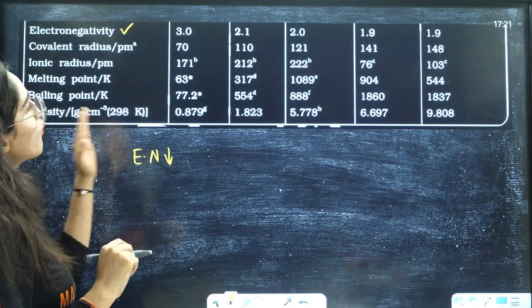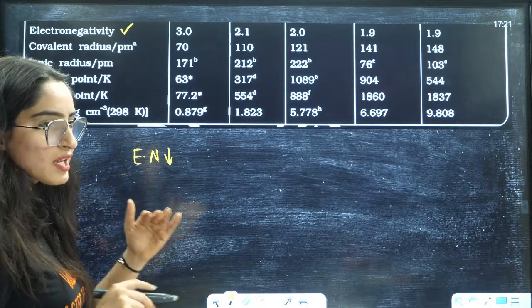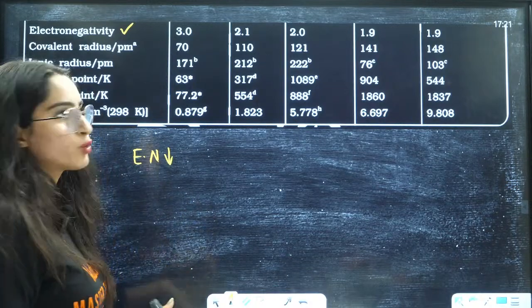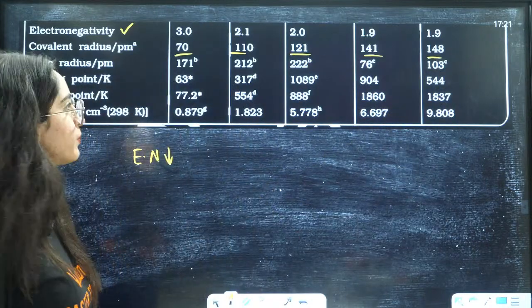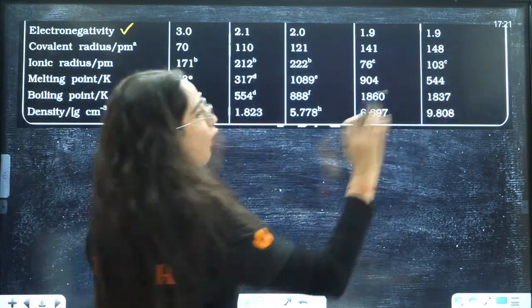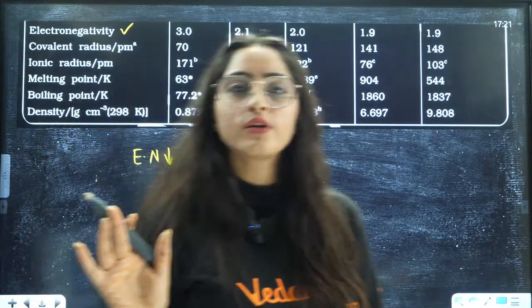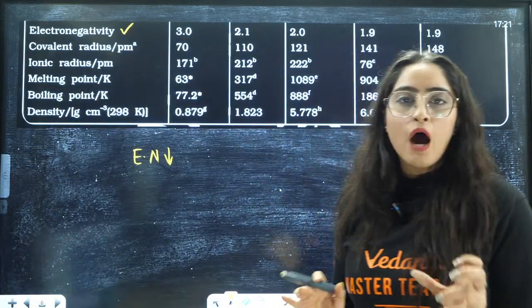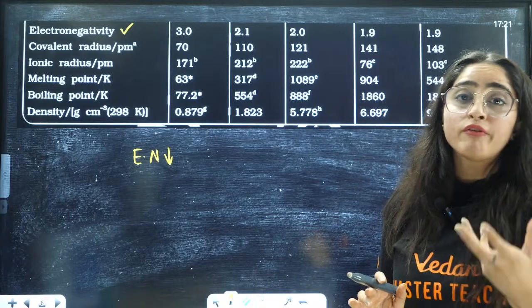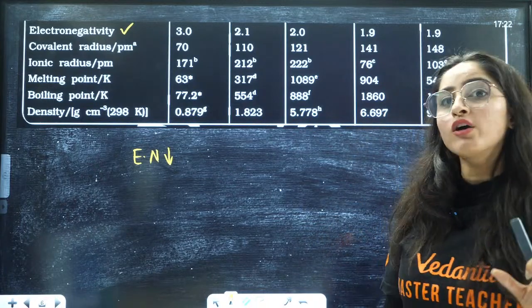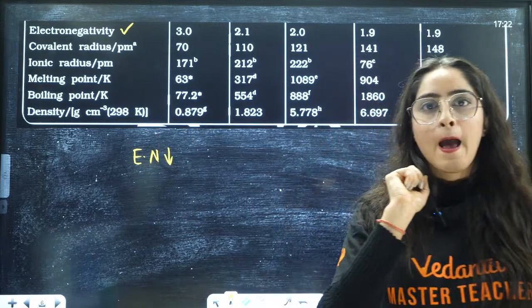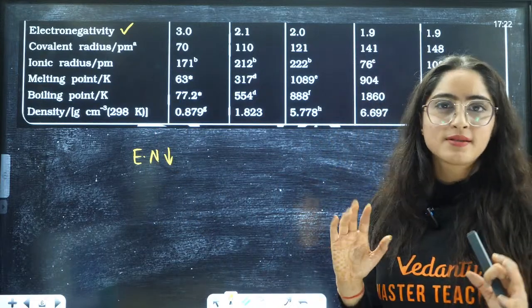Now, covalent radius. Obviously, if size is increasing down the group, then radius will also increase down the group, right? So these are all the normal things, not the exceptions. Now, in group number 15, you have not seen any exception till here. But definitely there are exceptions somewhere else, right?